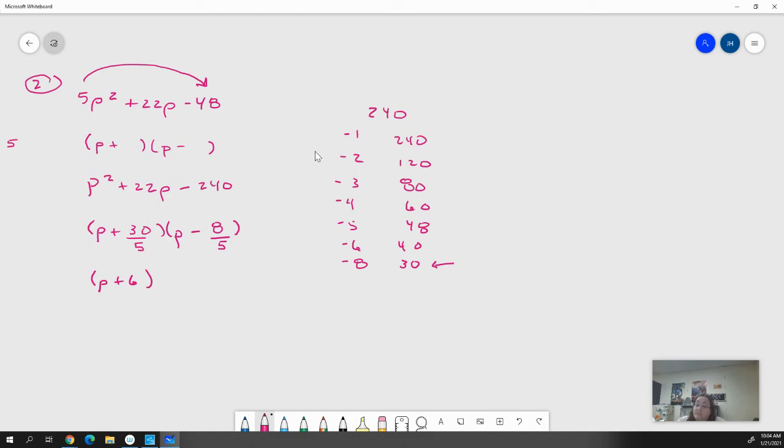8 is not divisible by 5. They're not reducible. They're not both divisible by 2. They're not both divisible by 3. They're not both divisible by 4. We don't have anything that divides into them. So we're going to take the 5. We're going to put it in front of the p. And we are going to have 5p minus 8.